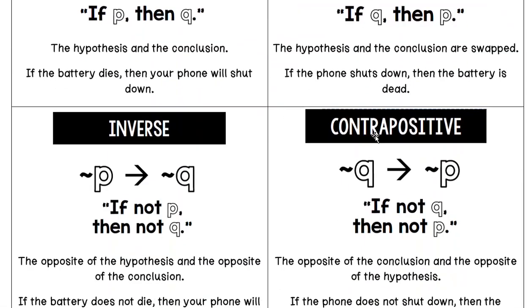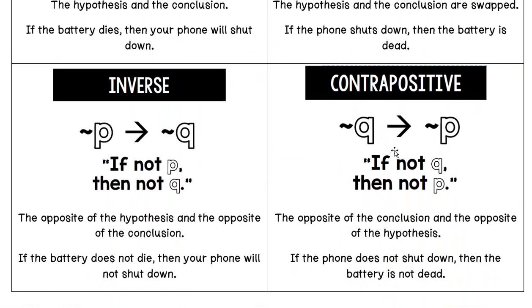We then have the inverse. The inverse means if not P, then not Q. So we're just taking the hypothesis and negating it, and then saying the conclusion would also be negated. So you take the opposite of both and keep them in that same order. So if the battery does not die, then your phone will not shut down. So remember that the little tilde means not, so we're just negating it, and we're going to just keep them in the same order.